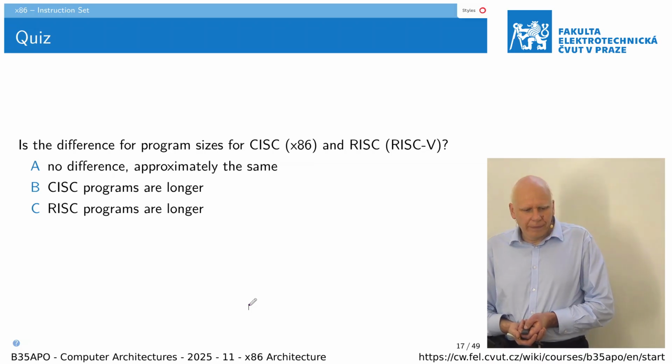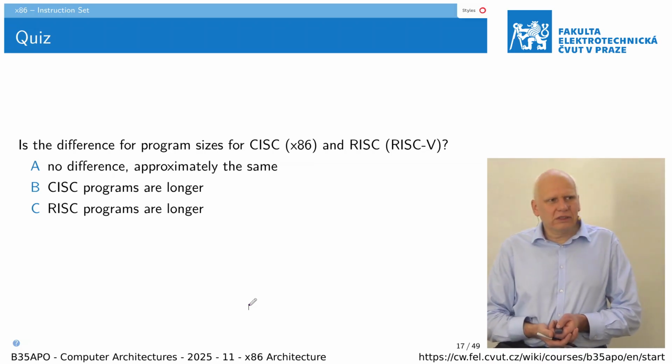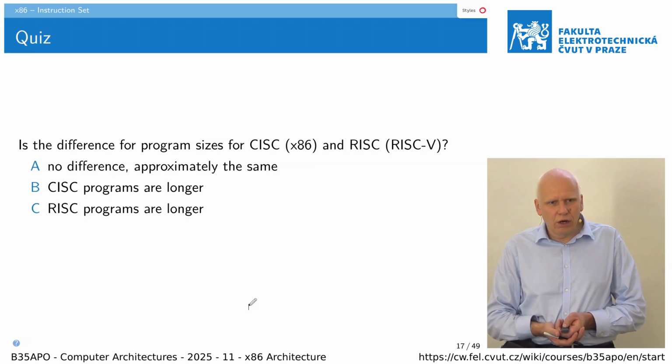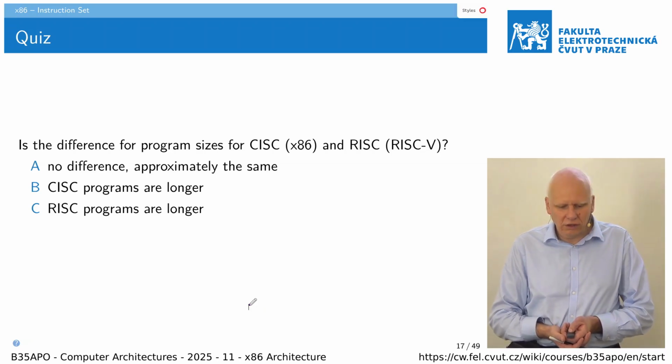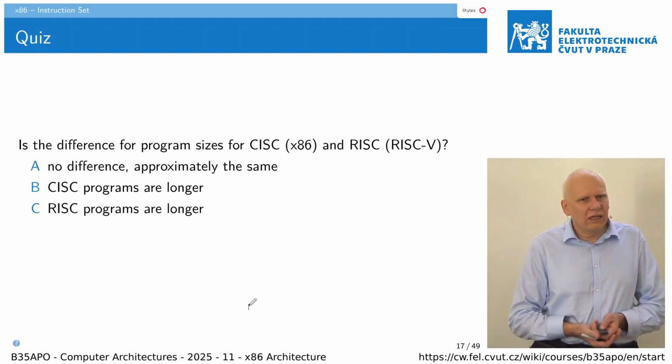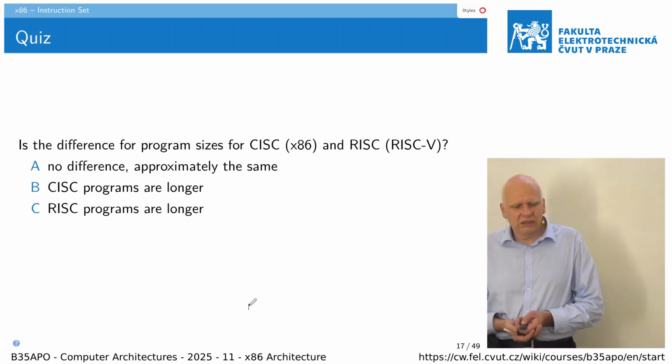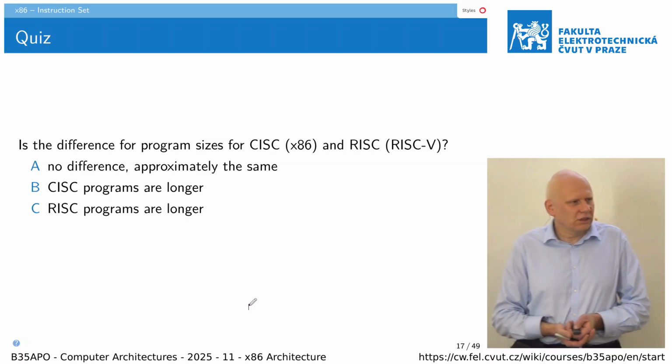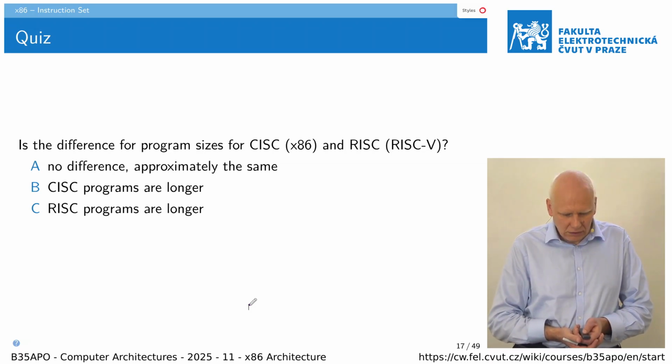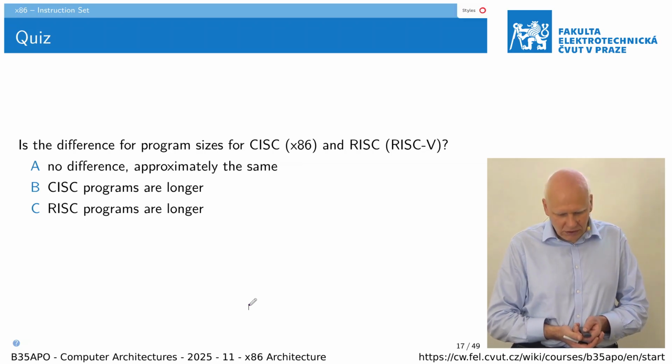Okay, so what do you think about the sizes of the code which is compiled for the complex instruction set and for some RISC, reduced instruction set architecture? So, C? Okay.